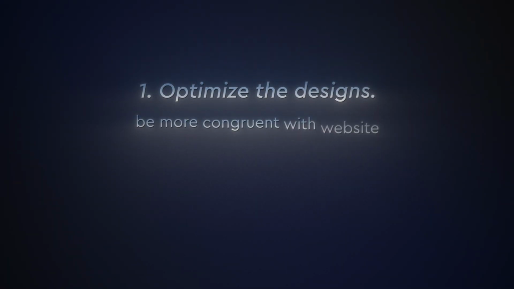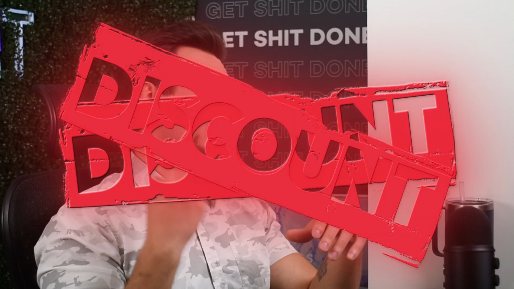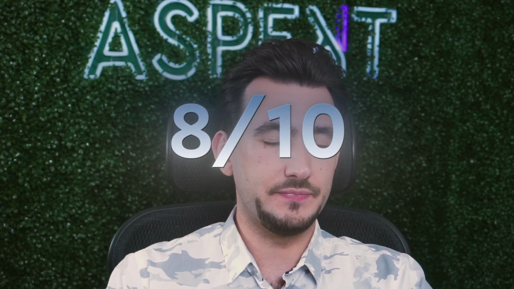I can already tell that we need to optimize the design itself to be more congruent with the website. We need to optimize the design to be more conversion focused by having all that important information above the fold, and having content be optimized for psychology and sales, objection handling, and explaining the unique selling points of the product rather than discount. Because if you consistently discount, then there's really no discount, because that's just the new price. I'd give this one probably a solid 3 out of 10. In order to get to a 9 or an 8 out of 10, there's definitely some work that needs to be done.